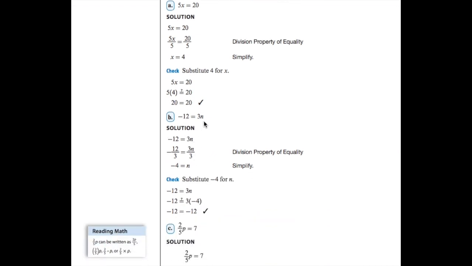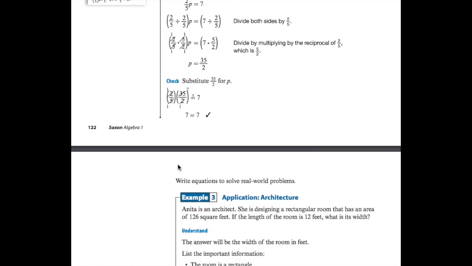Anytime that you see multiplication, here for example, negative 12 equals 3 times n. 3 times n is our multiplication. The inverse of multiplication is division, so I would divide 3 on both sides. Divide by 3, divide by 3. That's what they do here, division property of equality. And then they're going to get n by itself, simplified, and then negative 12 divided by 3 is negative 4.